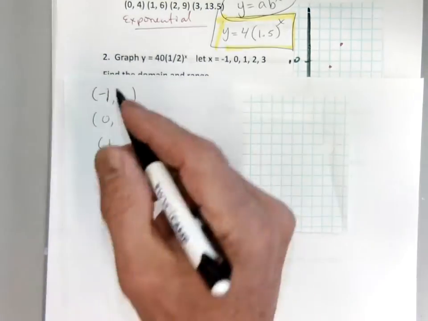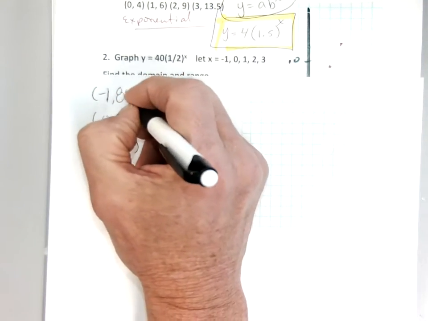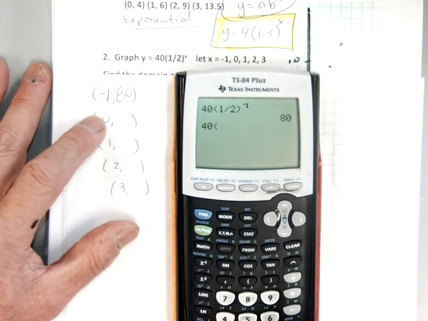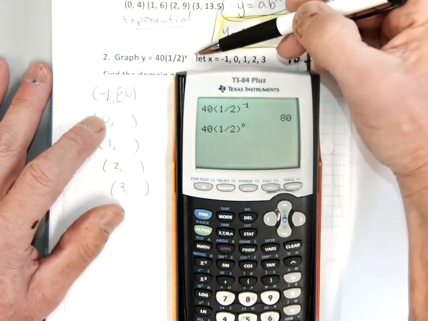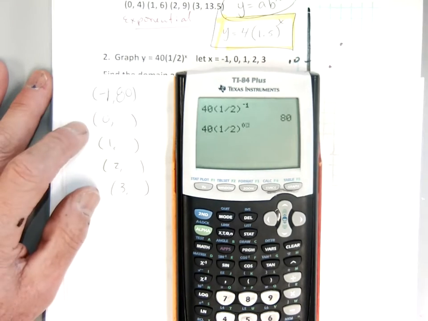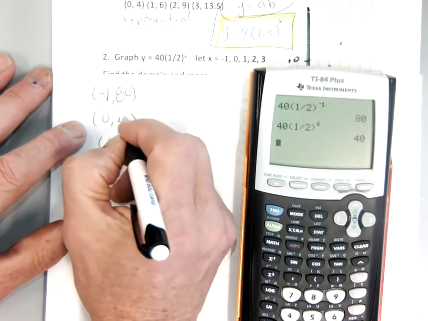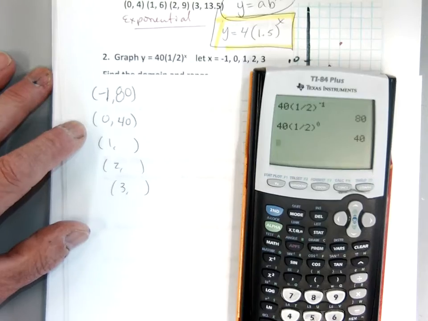So I'm going to put 80 right here. And then I'll go 40, and I'll multiply it by 1/2 to the power of 0, because I'm just going to plug a 0 in for my x value, and I get 40. Any questions about what I'm doing? I mean, please ask. If you are totally lost, please ask me, okay?